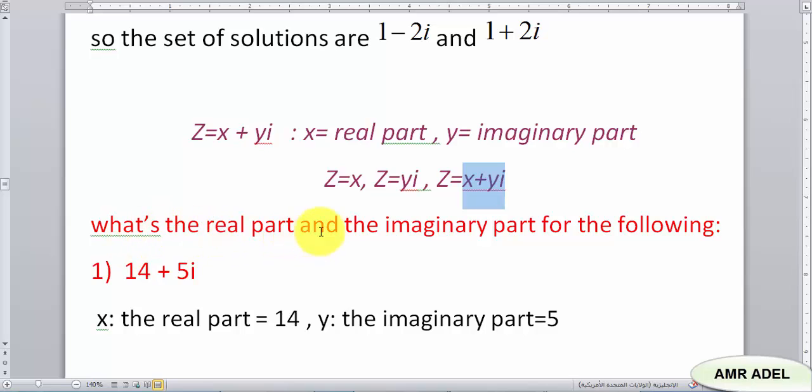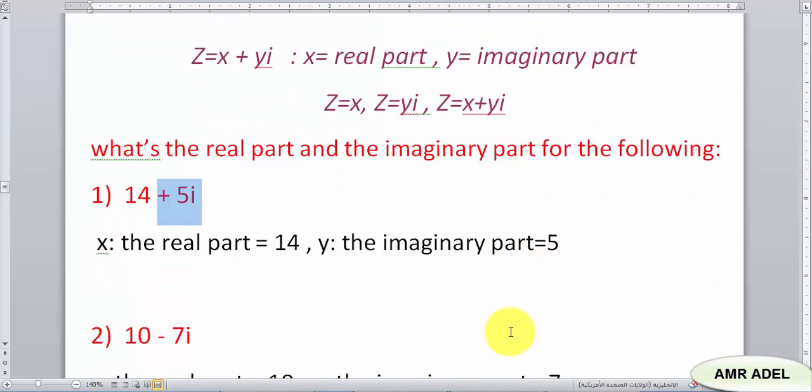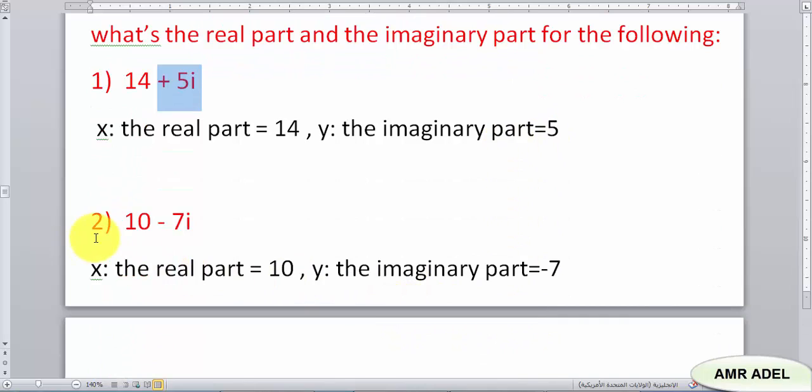Look here, what is this question? What is the real part and the imaginary part of the following? This complex number is equal to 14 plus 5i. What is the real part? The real part is the part which hasn't any i. So here the real part is 14. Which part is multiplied by i? Plus 5. Yes, the imaginary part is plus 5. Now, look at this example: 10 minus 7i. Which is the part without i? 10. This is the real part.